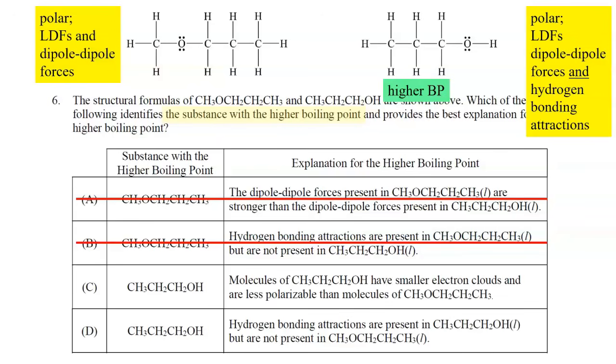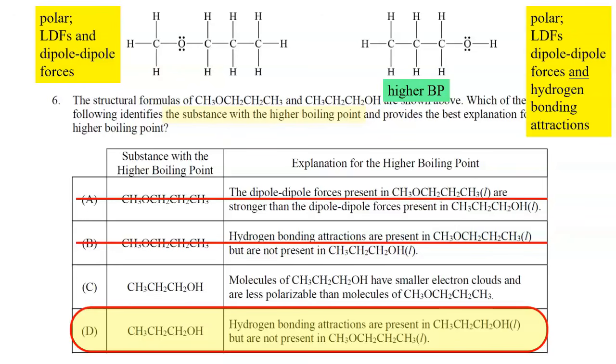So the correct answer to question 6 is that the substance on the right, the CH3CH2CH2OH, is going to have the higher boiling point because hydrogen bonding attractions are present in that substance on the right, but they are not present in the substance on the left.